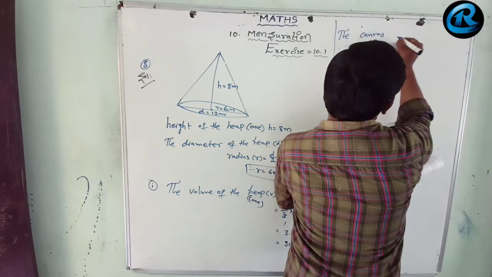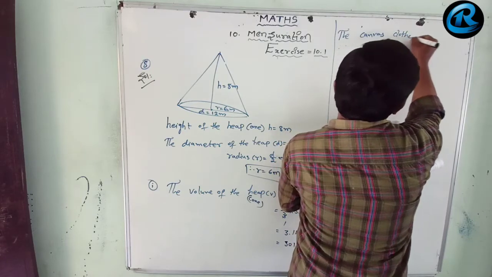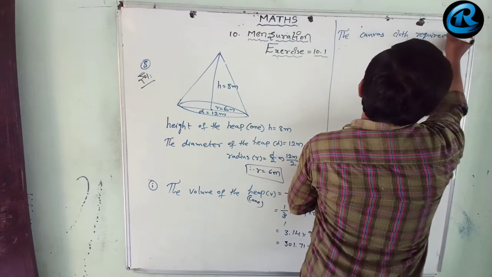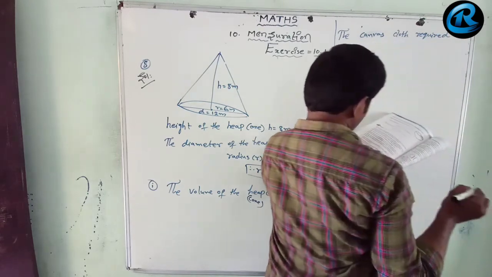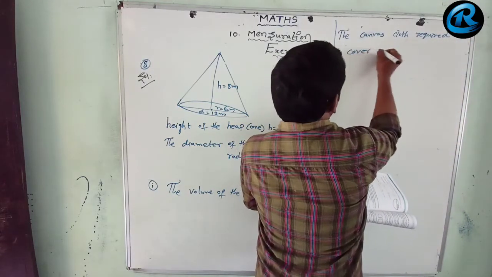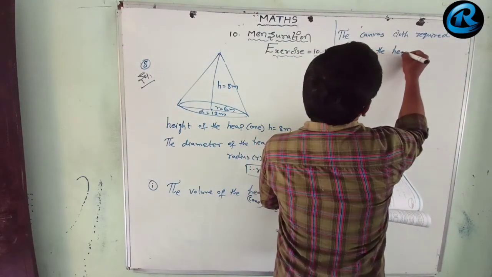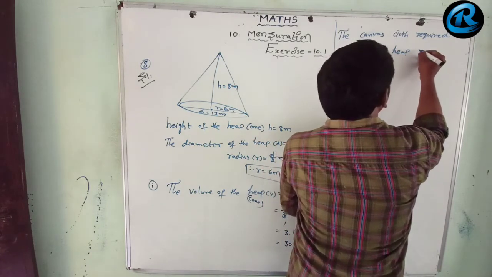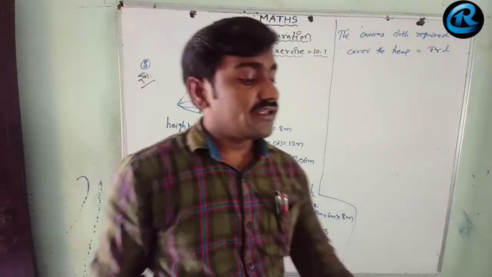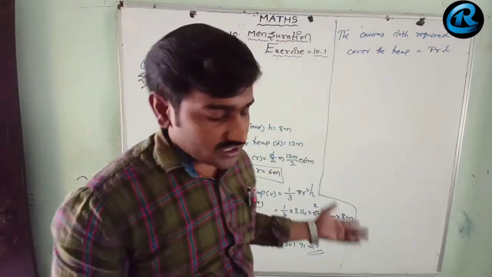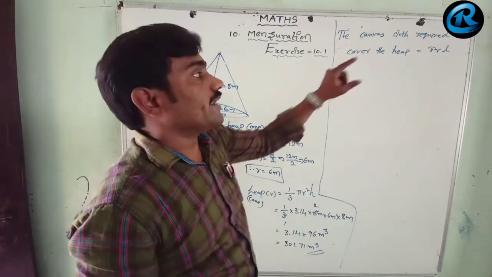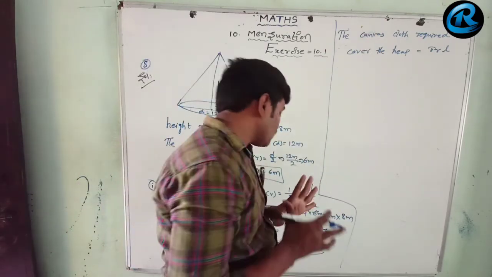The canvas cloth required to cover the heap is nothing but the curved surface area, pi r l. For pi we use 3.14, and the r value we take from here, 6 meters. What about the l value? That l we have to find.